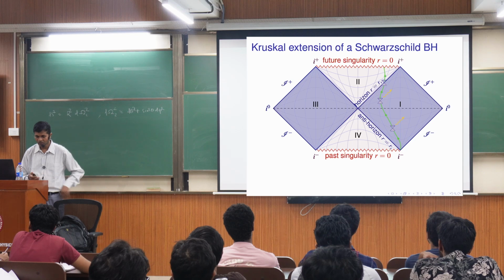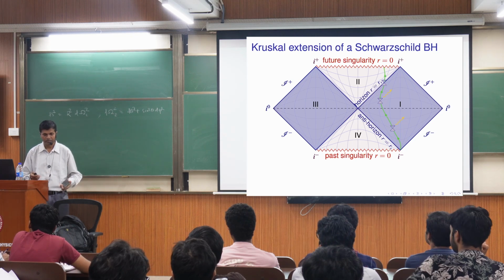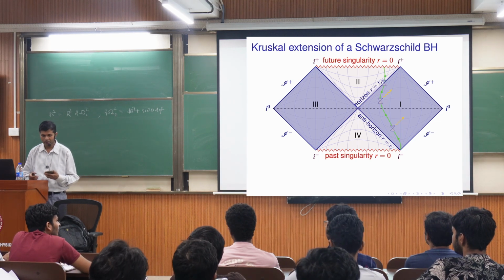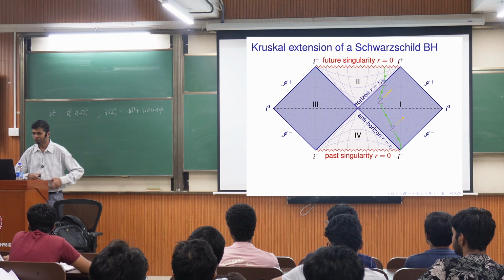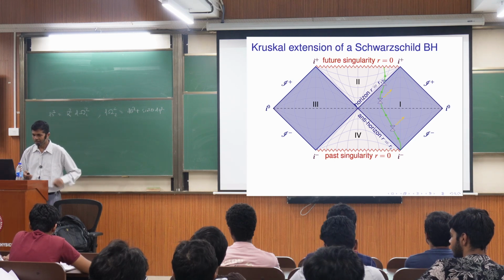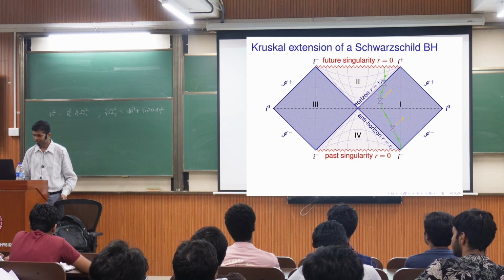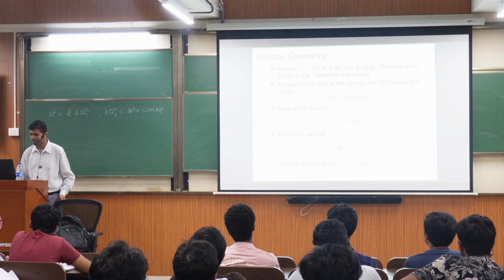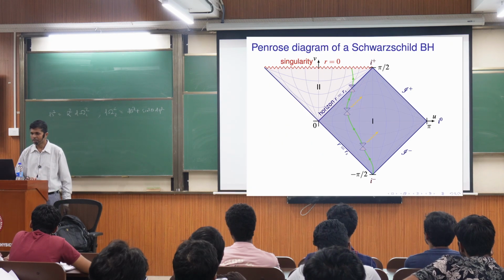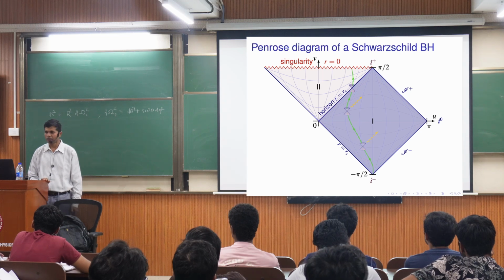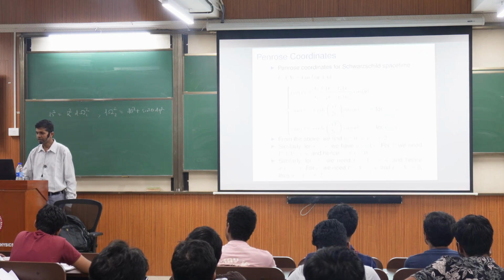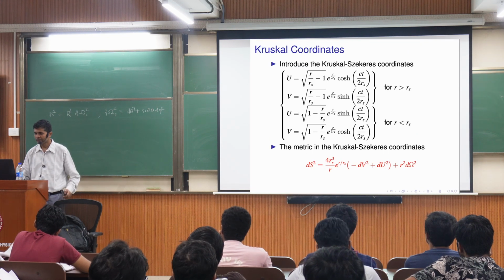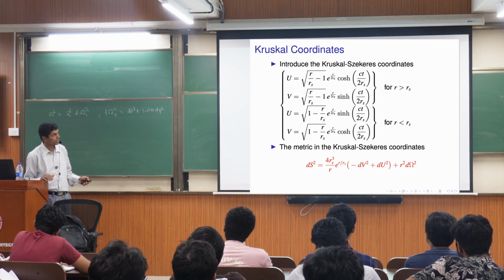Very quickly, I will go. Can I take some 7 minutes? Okay. So I will go through something. Remember I had drawn this Penrose diagram for the Schwarzschild black hole. This is with this U and V. This is what I wanted to explain.